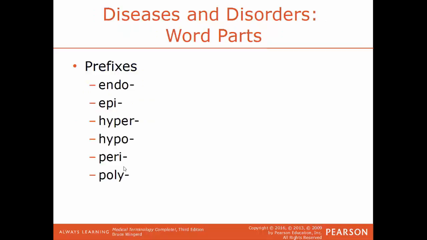Now we'll talk about some diseases and disorders and some word parts that go along with them. Endo, of course, means inside. Epi would mean above. Hyper would mean in excess of. Hypo would mean lower than. Peri means surrounding. And poly means many or more than one.